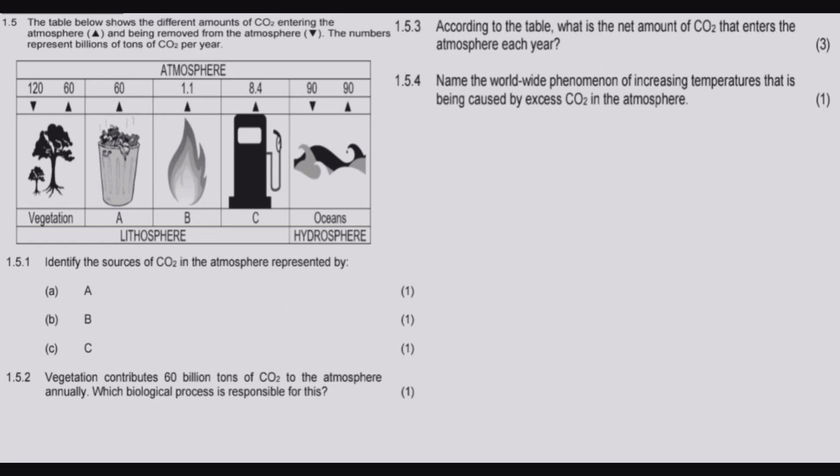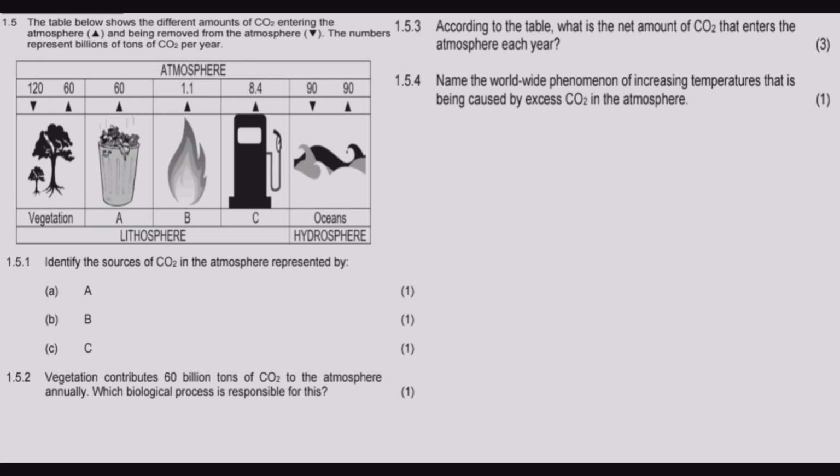Okay, so question 1.5: the table below shows the different amounts of carbon dioxide entering the atmosphere, as you can see, and being removed from the atmosphere. The numbers represent billions of tons of carbon dioxide per year. So this is the atmosphere. Now we have got the vegetation, we have got the bin here.